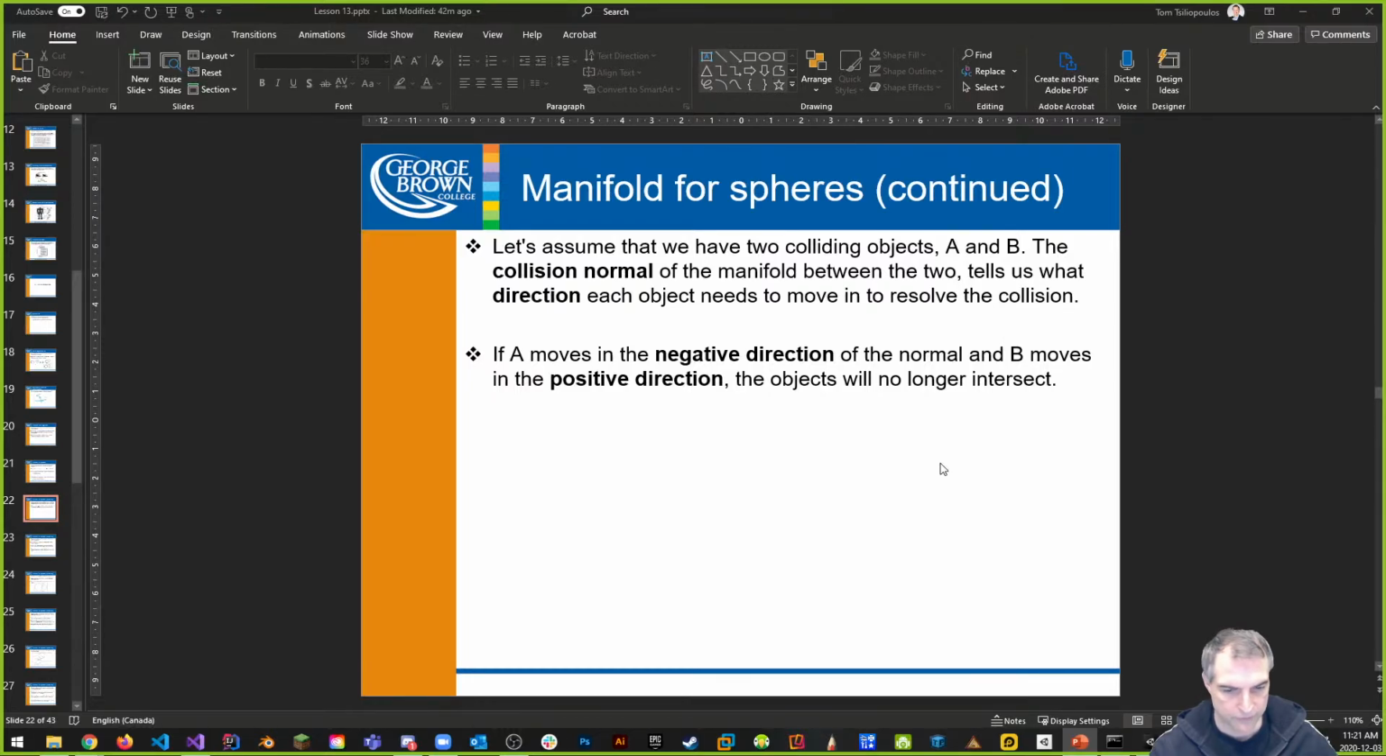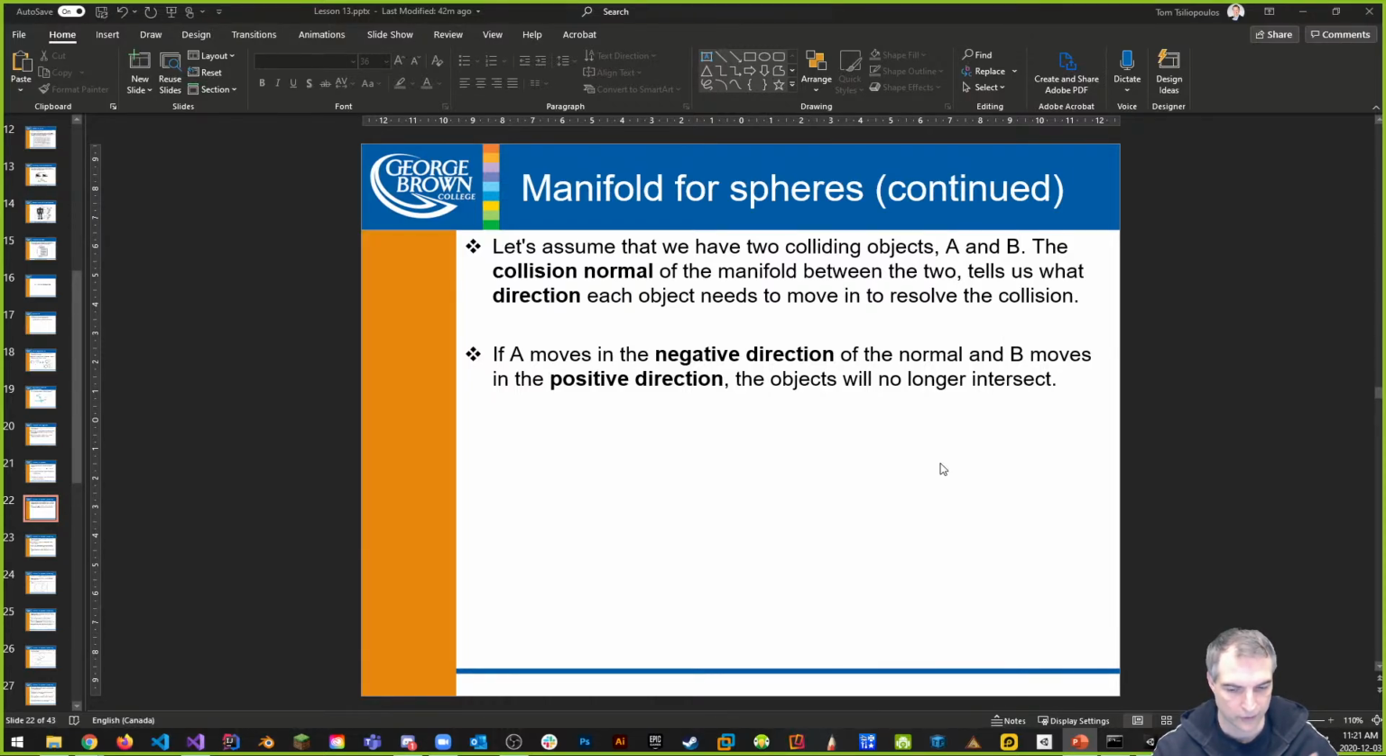So let's assume we have two colliding spheres, A and B, and then the collision normal of the manifold. So this is the collision itself. Think about the manifold as the system, the collision system that we're looking at for those two spheres colliding, as an example. It tells us the direction that each object needs to move to resolve the collision. So where am I going to go with the collision for each sphere, right? After we resolve the collision, we've hit something. Now what do we do, right?